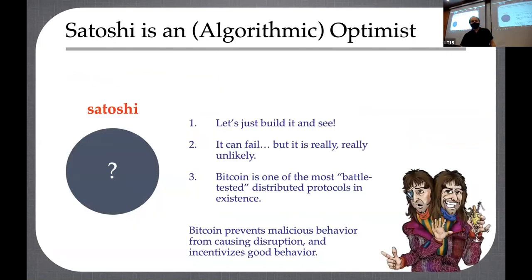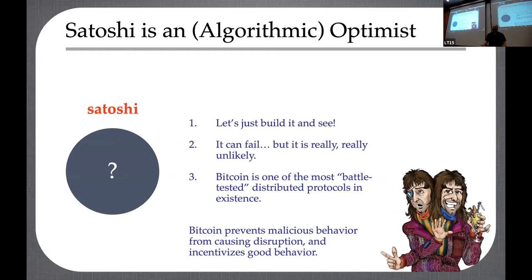Satoshi, on the other hand, I claim was an algorithmic optimist. Let's build it and see what happens. It turns out Bitcoin can fail. If you work out the math, there is some probability that someone can steal all your money, but it's very unlikely. And in fact, in practice, it's turned out to work well. Today it's one of the most battle-tested distributed protocols in existence. I don't think there's been any other protocol that's been hammered on quite as hard as Bitcoin has over the last several years. So in some sense, this is a win for Satoshi the optimist.